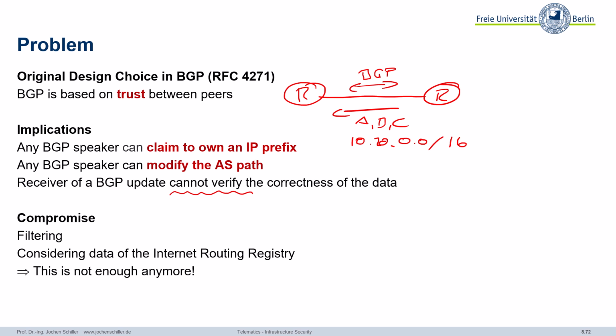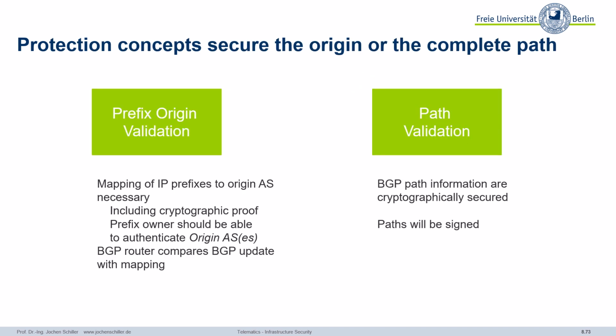So how can you protect the path and the origin? So the idea here is we have to secure origin and path, and we have to be able to map prefixes to the origin autonomous system. And what we can use is a cryptographic proof.